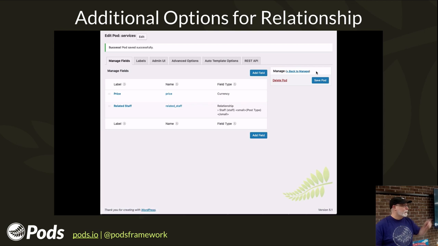So you created a pod, that last one was services. Yeah. And then you related it to staff. Yeah. And we're starting there because I want to show you how it looks just going from one direction. And then we're going to talk about creating the connection going the other direction. Because that's where the power of Pods is: when you create a connection between two content types, you want to make sure that it's bi-directional, so that if you add a staff member and you add a service for them, that service is automatically added on the back end and automatically connected, and vice versa.